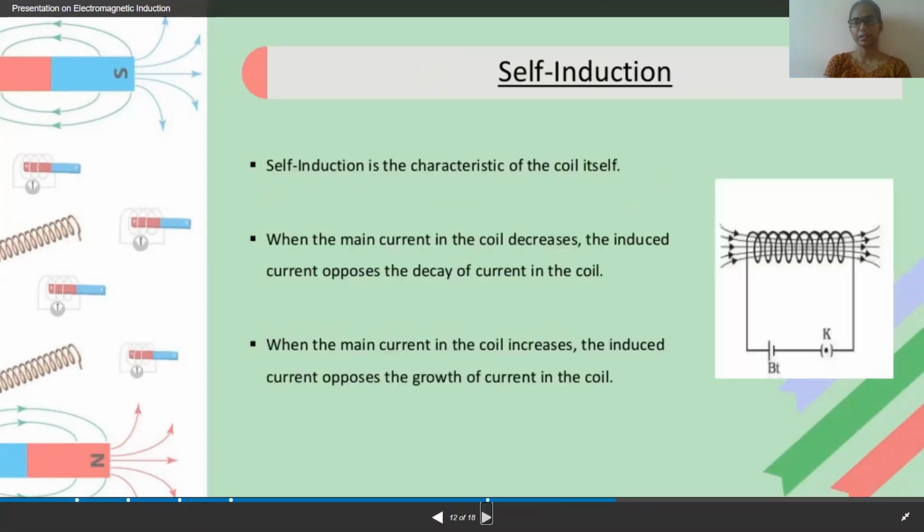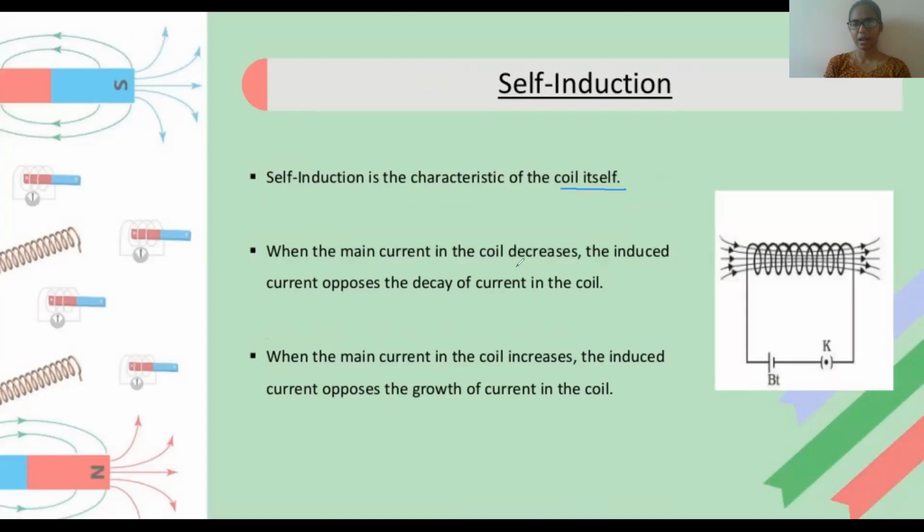And self-inductance is a characteristic of the coil itself. When the main current in the coil decreases, the induced current opposes and delays the decrease of the current in the coil. When the main current in the coil increases, the induced current opposes the growth of the current in the coil. Did you understand? Self-inductance means the coil is self-adjusting.